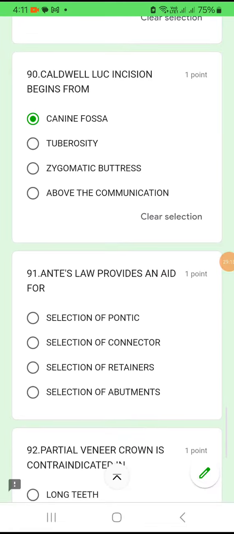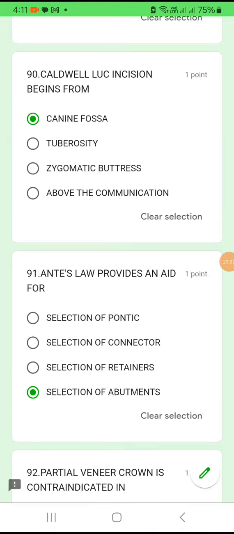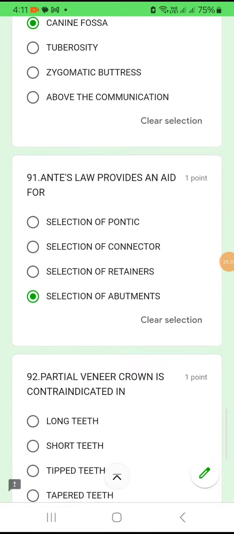Question number 91. Ante's law provides an aid for selection of pontic, selection of connector, selection of retainer, selection of abutment. Ante's law provides an aid for selection of abutment. Okay, you select the abutment based on Ante's law.